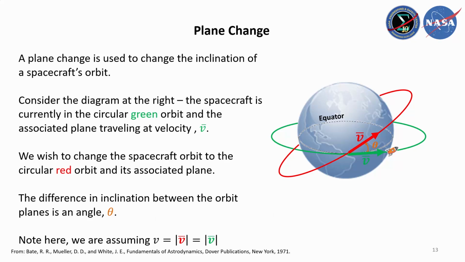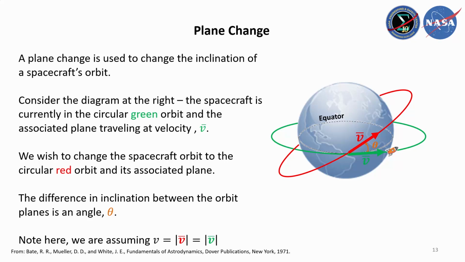Next, let's consider the orbit plane change. A plane change is used to change the inclination of a spacecraft's orbit. Consider the spacecraft in the green orbit in the diagram to the right. We desire an orbit plane change to the red orbit. Here, we assume both orbits are circular.